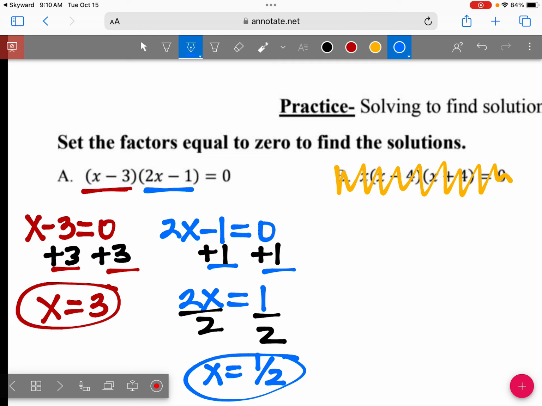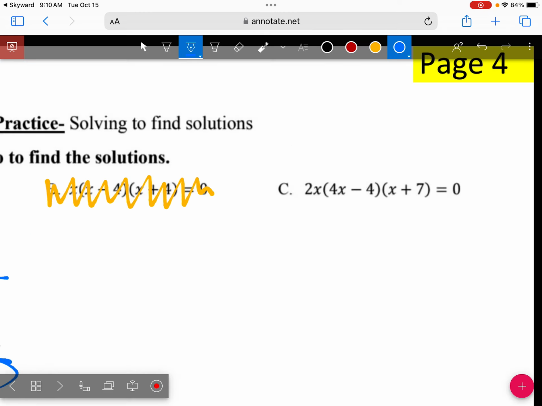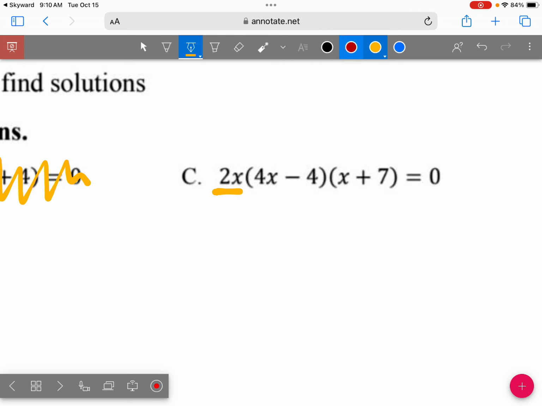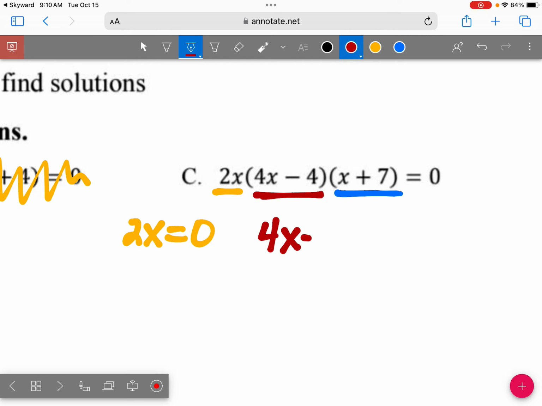All right, we'll skip over B and go to C. Question C has 3 factors. This is the first factor. This is my second factor. And then I have my third factor. Let's start off with 2x. So 2x equals 0. And then I have 4x minus 4 equals 0. And then I have x plus 7 equals 0. So this one has 3 answers.